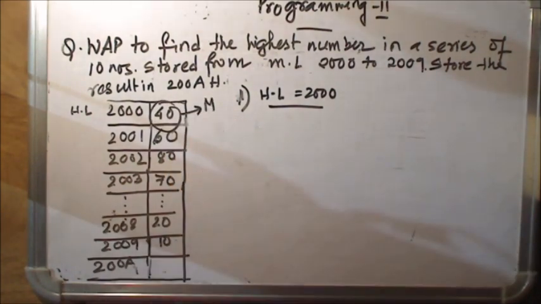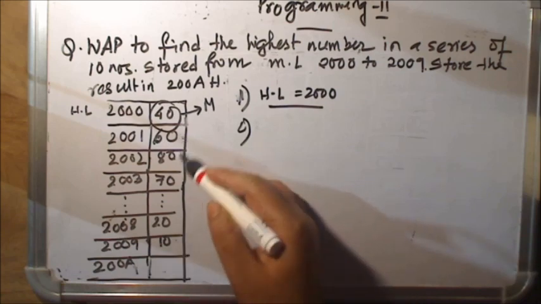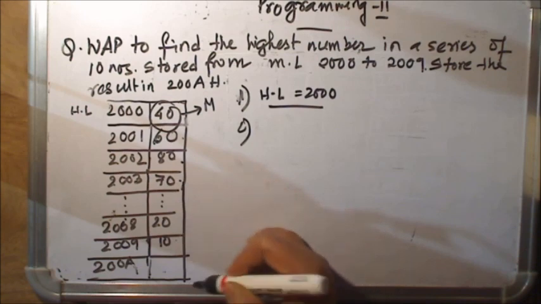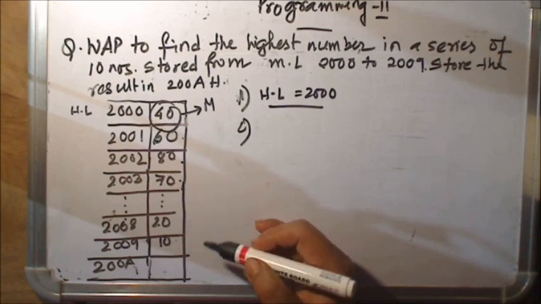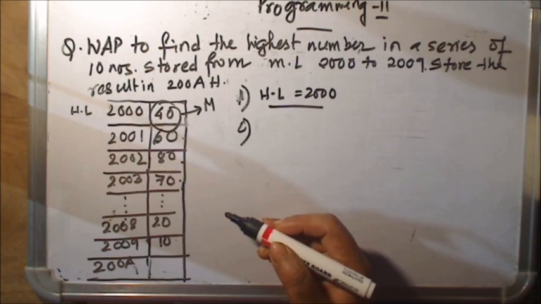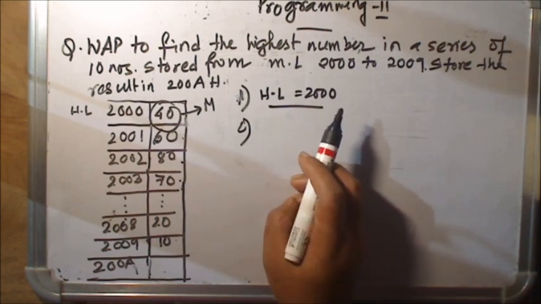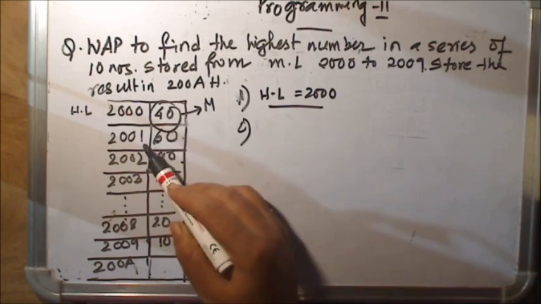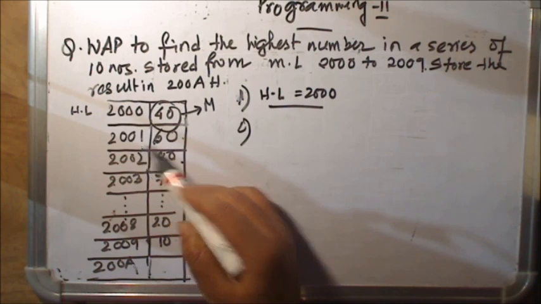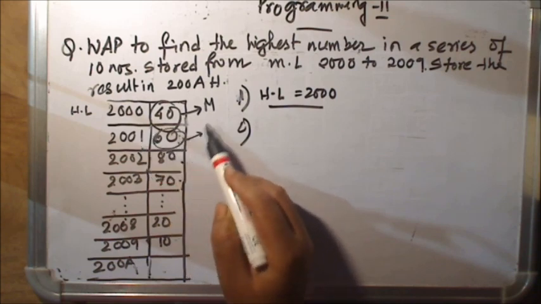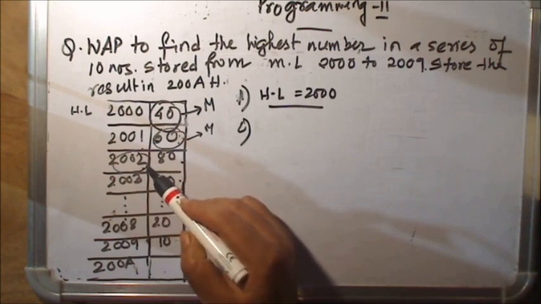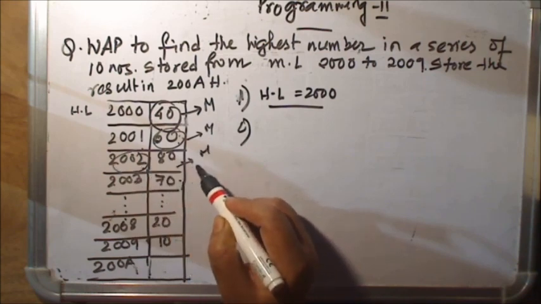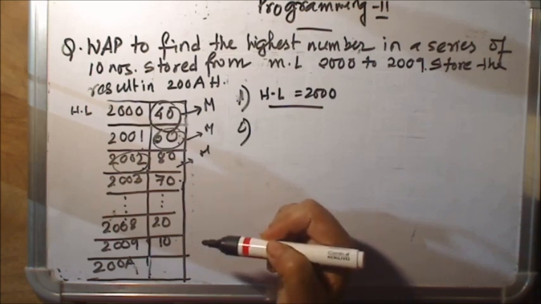Fine. Now once I examine 40, what will be the next step? I will examine the next number, then the next number, and so on. So what do I need to do? I need to increment. Of course, increment the HL pair. As the HL pair goes on incrementing, the contents can be expressed as M. When you increment the HL pair to 2001, this 60 will be the new M. Then again when you increment the HL pair to 2002, 80 will be the new M, and so on. Okay, understood?